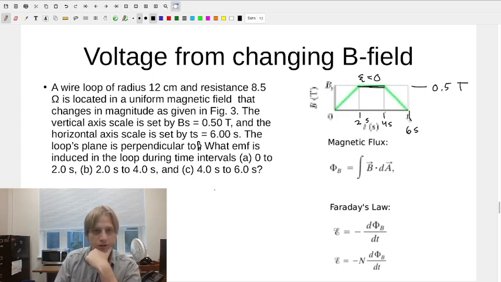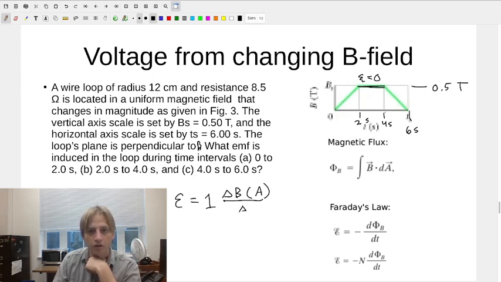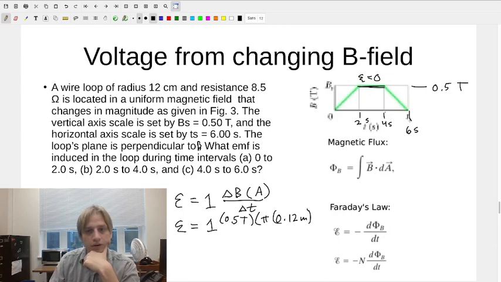And then, of course, you can go ahead and stick in the numbers where the EMF that you get is going to be, if it's just a single loop, 1 times the delta B times the area of that loop over delta T. So in this case it would be 1 times, and then the delta B would be going from 0 to 0.5 Tesla, so this would be 0.5 Tesla, and then the area would be, if it's a loop of radius 12 centimeters, pi times 0.12 meters squared, and then it would be over 2 seconds.